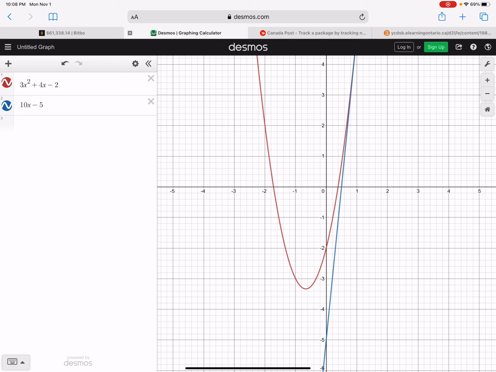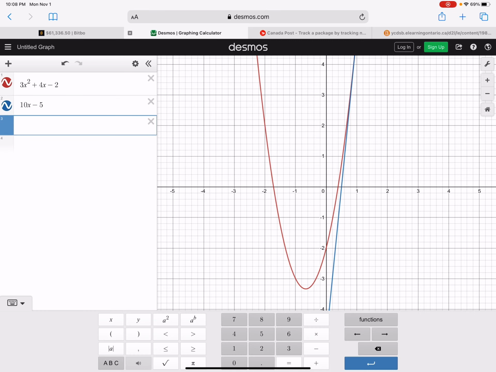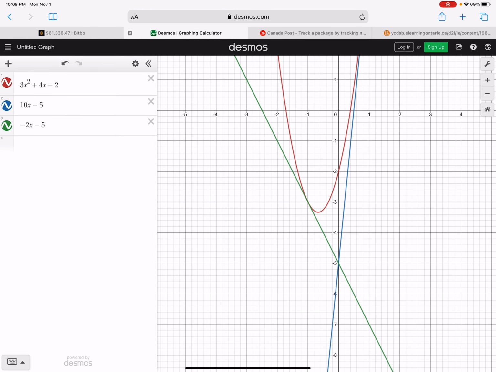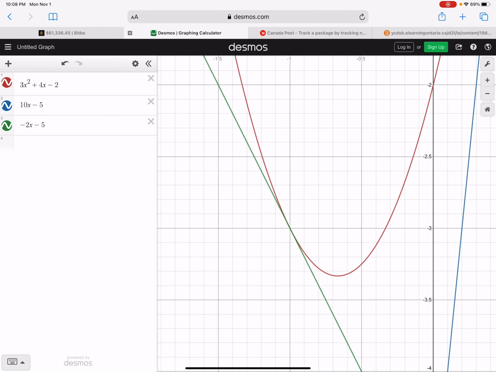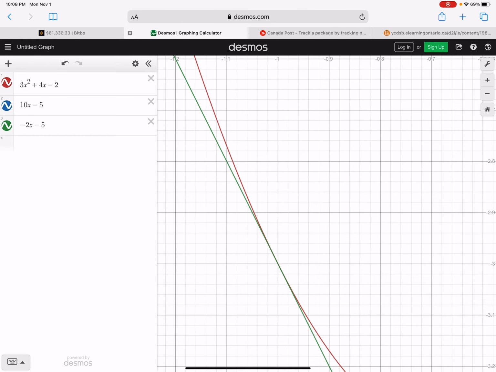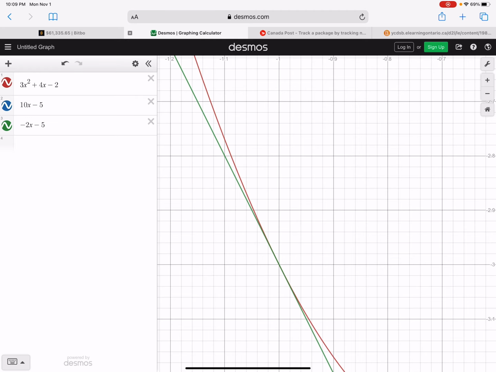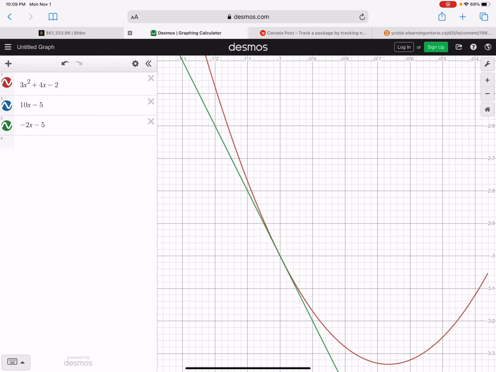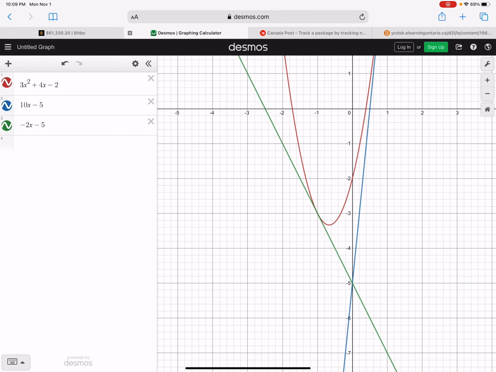But we had another possibility. So what would that look like? -2x minus 5. So it has the same y-intercept, but a different slope to touch at that one point. This one's a little bit easier to see that it touches at one point. If I zoomed in a lot, you'd see it. But I'd have to zoom in really close.